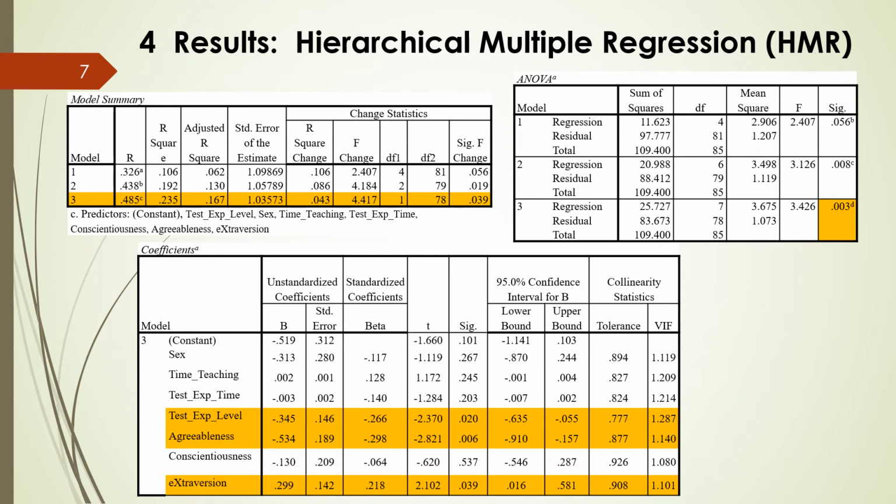The regression coefficient associated with raters' test experience level indicated that with each additional category increase in experience, rater severity decreased by a little over 1/3 of a unit on the interval scale. The second largest predictor was agreeableness, which explained a further 8.6% of the variance in rater severity. The regression coefficient associated with agreeableness implied that when this personality trait increased by 1 unit of the interval scale, rater severity decreased by a little over half a unit.